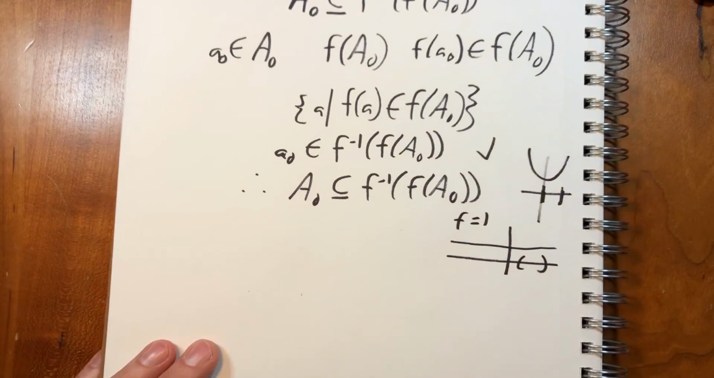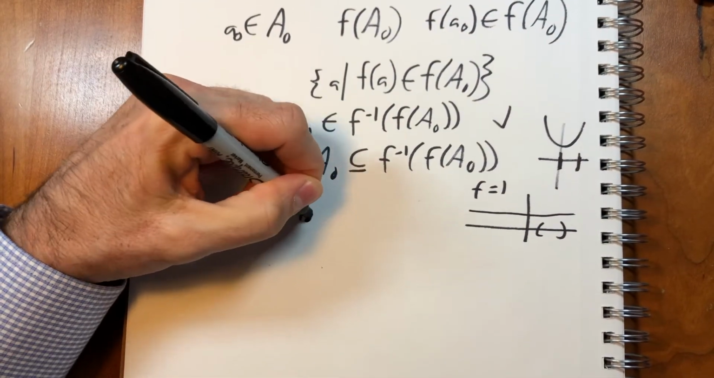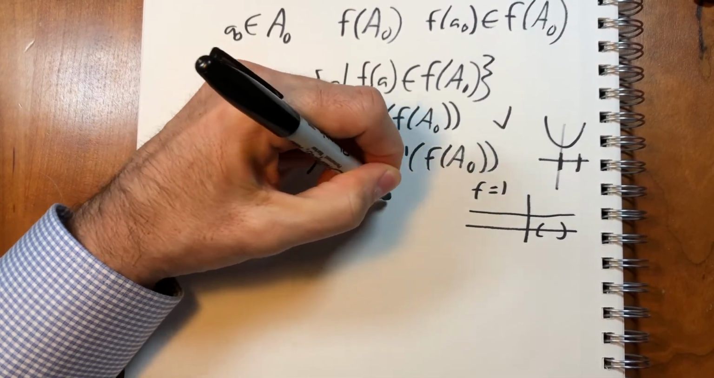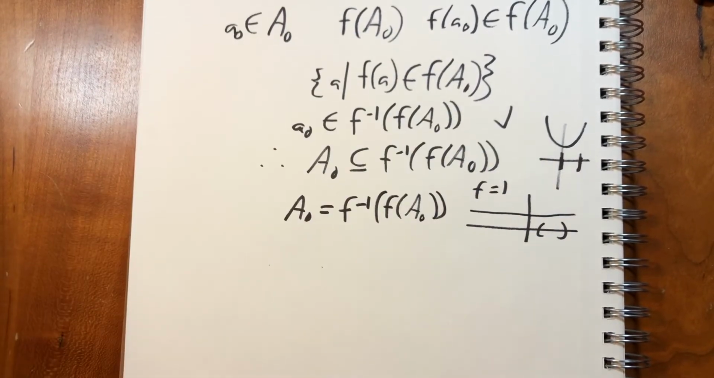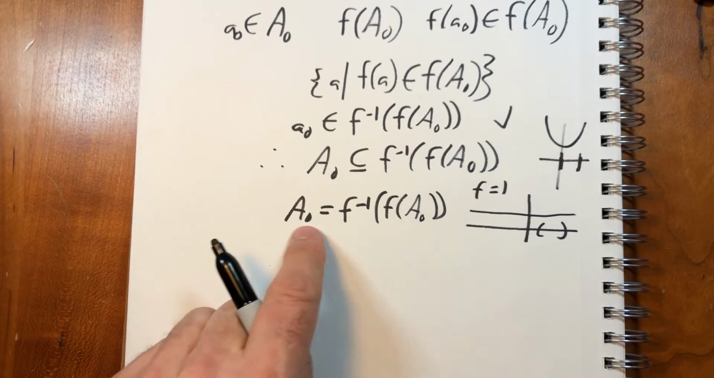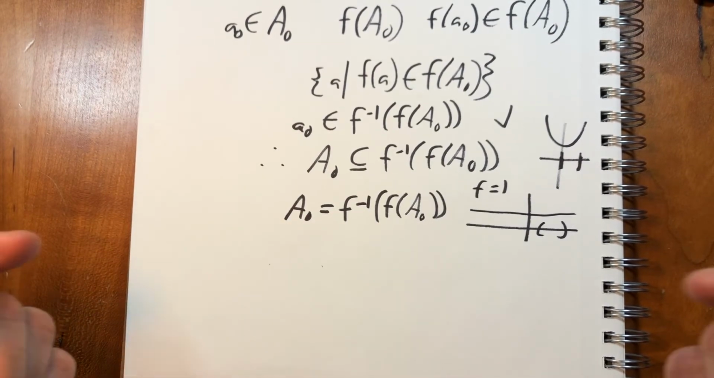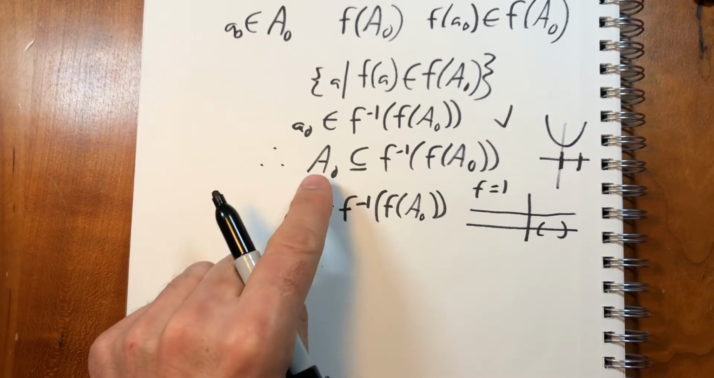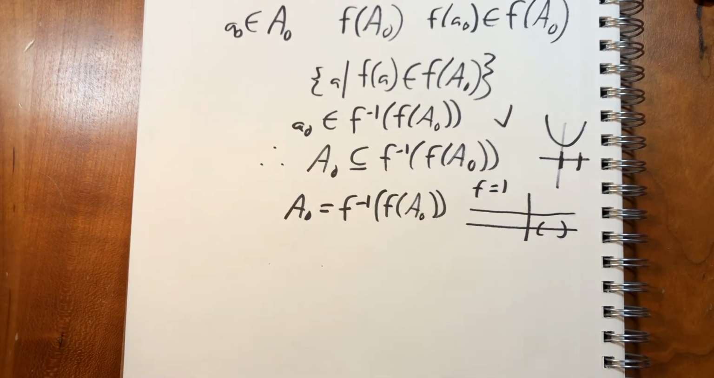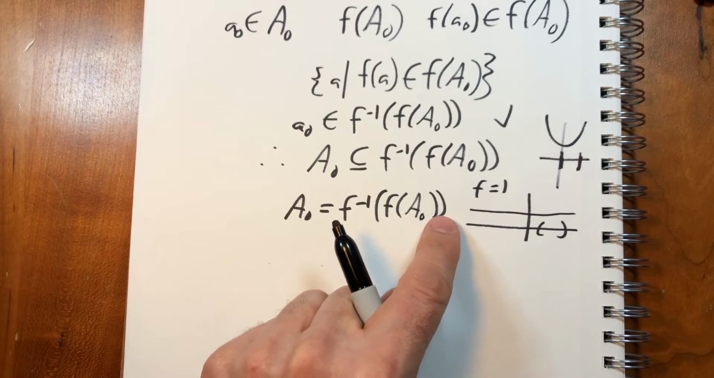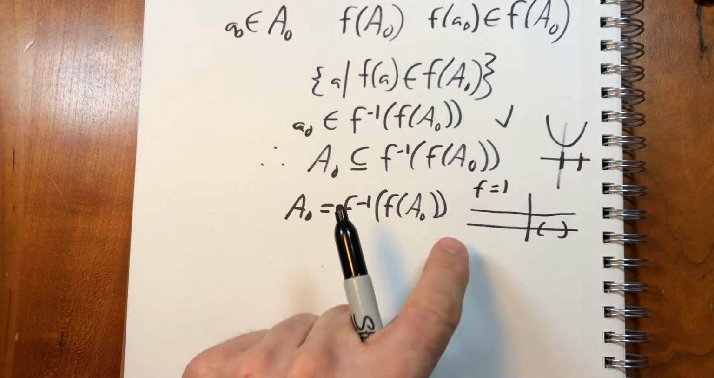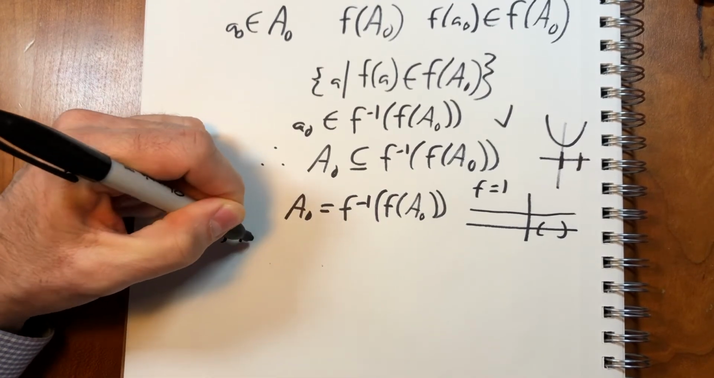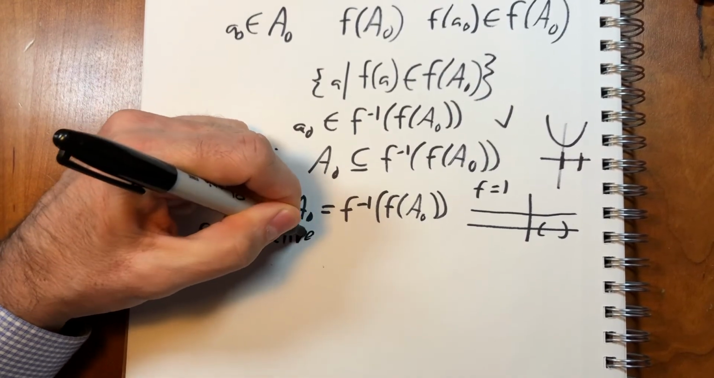Okay, so the second claim is that if f is injective, then this is actually an equality. So if f is injective, then it behaves the way we would expect it to. So how are we going to prove this? To prove a set equality, you have to prove inclusion in both directions. So we've already shown that A0 is a subset of this, so what we need to do now is show that the preimage of the image is a subset of A0. We're saying now that this is true if f is injective.